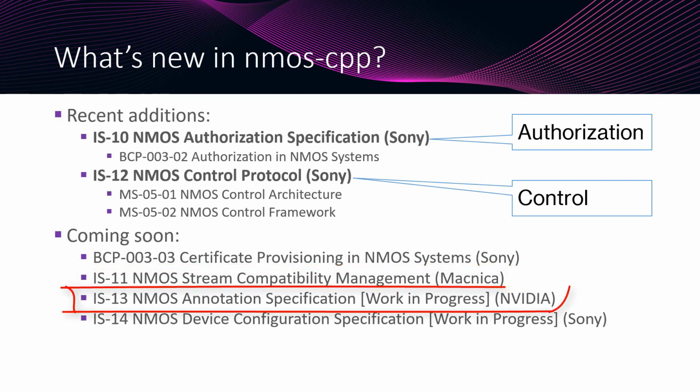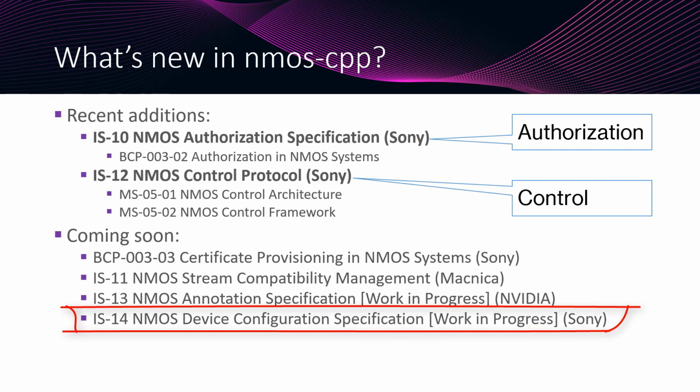An IS-13 NMOS annotation specification implementation is being worked on by NVIDIA. IS-13 specifies how to update resource annotations in an NMOS system. The IS-13 specification is still a work in progress, but hopefully this implementation will be ready soon after the specification is published. And finally, the IS-14 NMOS device configuration specification, which is also a work in progress. We plan to implement this once the specification has been published.